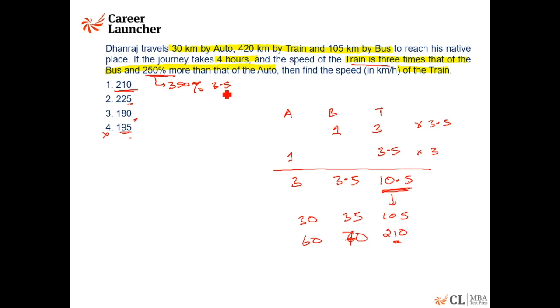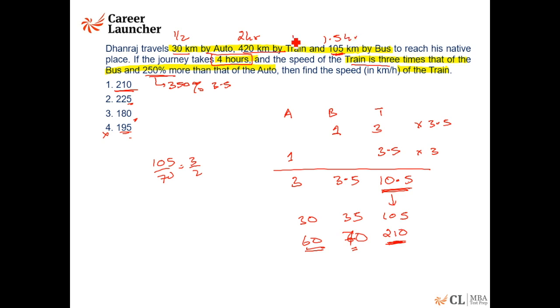So let's verify if the train speed is 210, is the time taken 4 hours or not? If it is, then this becomes the correct answer. Okay. So auto 30 kilometers at 60 kilometers per hour means half an hour. 420 kilometers of train at 210 kilometers per hour is 2 hours. And 105 kilometers by bus at 70 kilometers per hour is 1.5 hours.